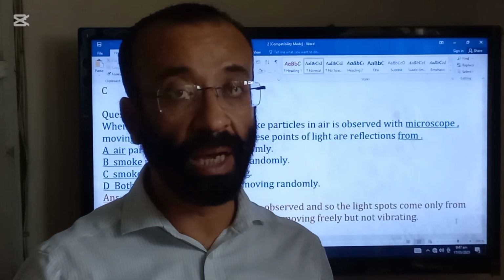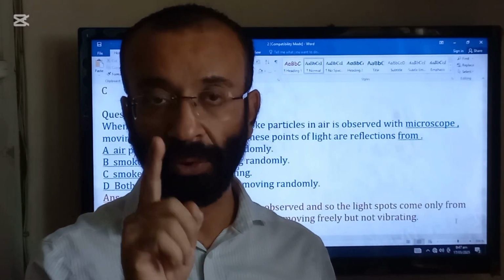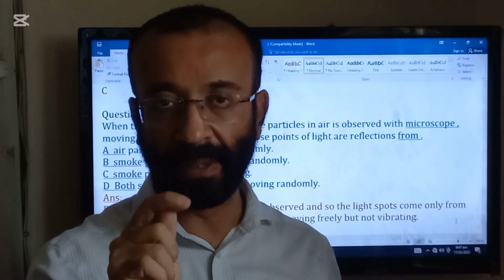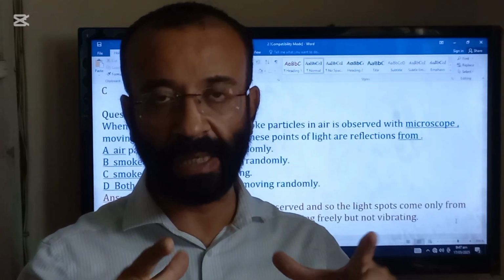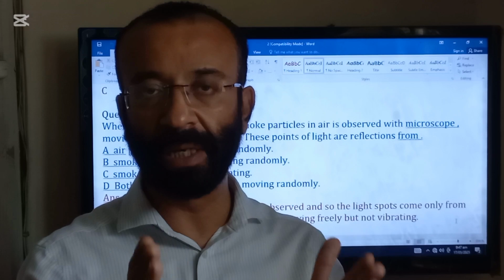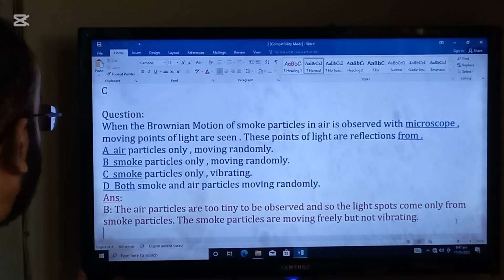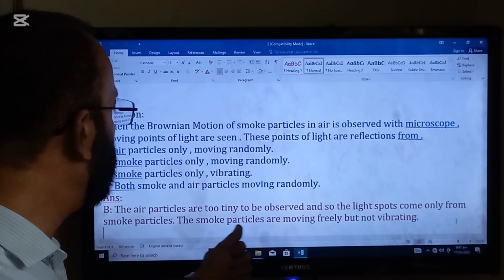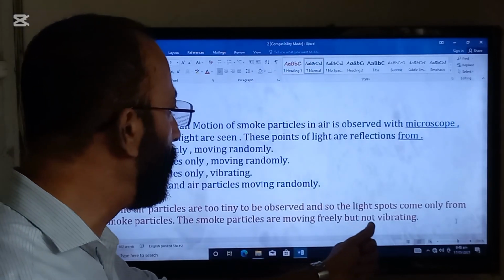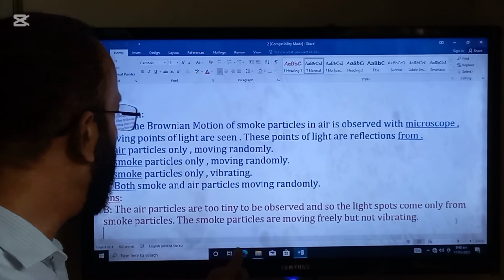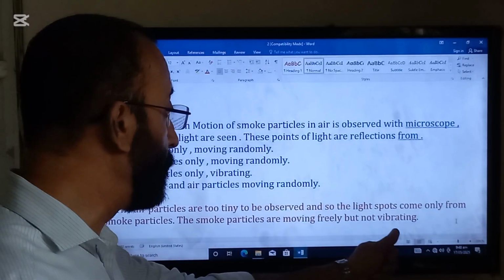Because air molecules are not seen, only smoke particles can be seen moving when seen through the microscope into the cell that has smoke particles and air particles. So this is the answer. The air particles are too tiny to be observed, and so the light spots come only from the smoke particles. The smoke particles are moving freely but not vibrating.